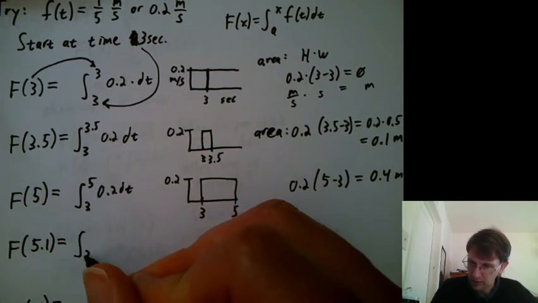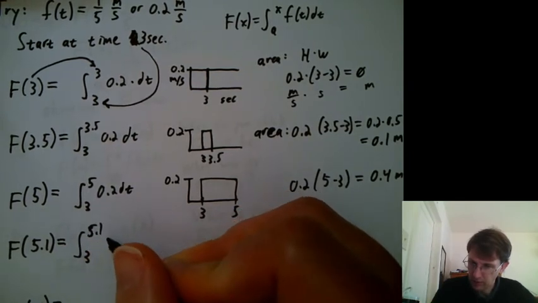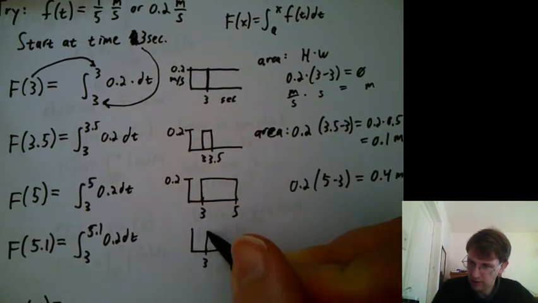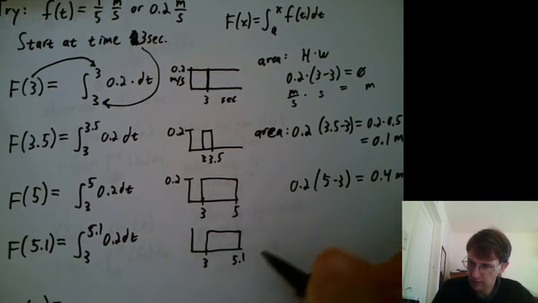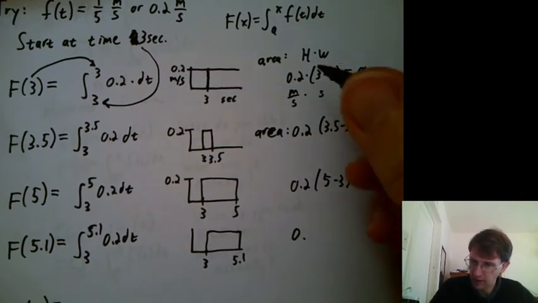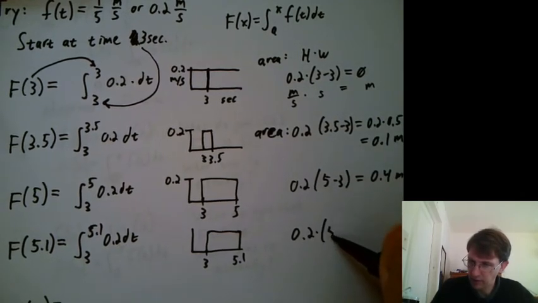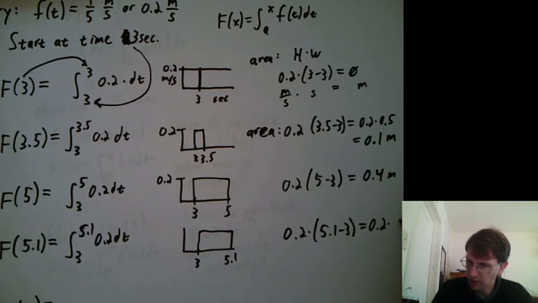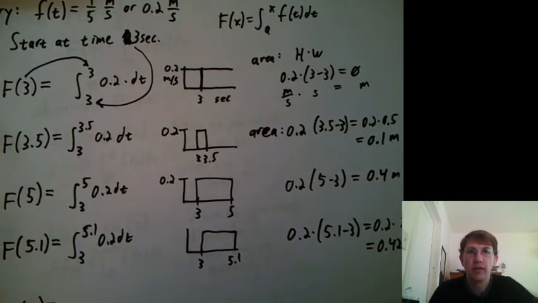All right, and then how about 3 to 5.1, 0.2 dt, same basic picture. So we'd have a height of 0.2, a width of 5.1 minus 3, and so that'd be 0.2 times 2.1, which would be 0.42 meters. Now here's where life gets interesting.